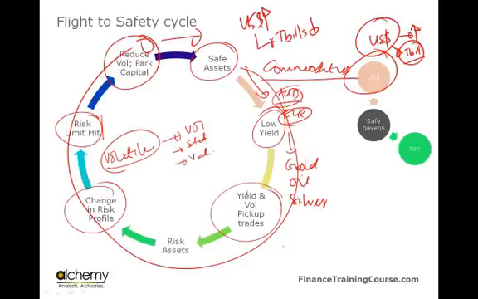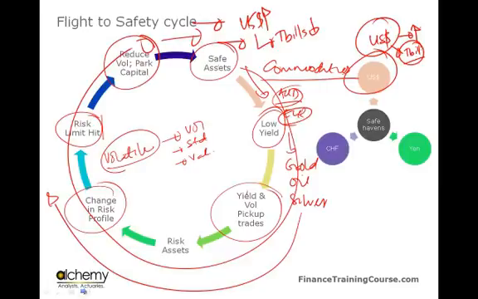But if these markets become volatile and the risk limits are hit, they will run all the way back to treasury bills. How has this profile changed?